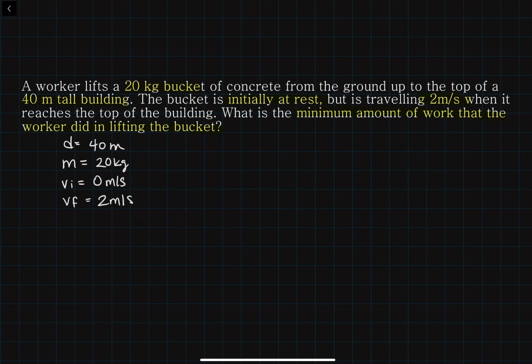So the first thing we need to do is find the net force. And the net force is going to be a combination of the force done on the bucket by gravity plus the force of the acceleration from the person lifting the bucket. So the force done by gravity is always the mass times the gravity. And then the force of the acceleration is just going to be the normal sum of forces, mass times acceleration.